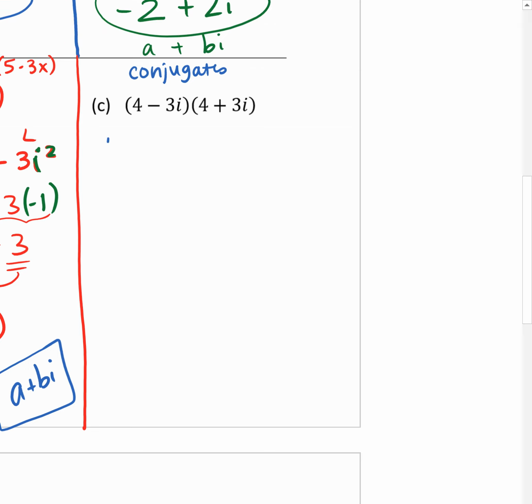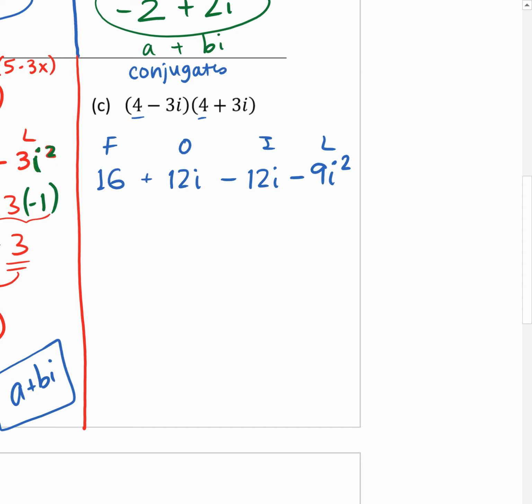Let's see, we're going to FOIL it out. First times first, that's 4 times 4, which is 16. Outer times outer is 4 times 3i, that's 12i. The inner times the inner is a negative 3i times 4, that's a negative 12i. The last times the last, negative 3i times positive 3i is negative 9i squared.